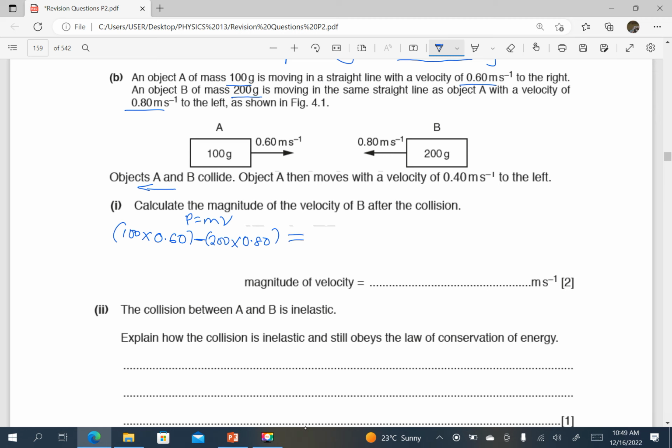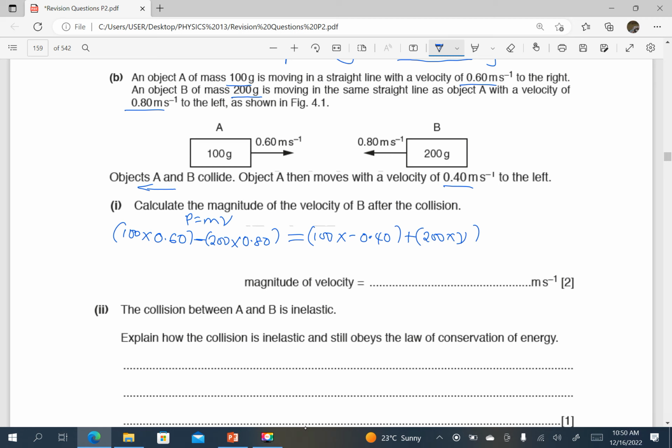This should be equal to the total momentum after collision. I'm very sure A rebounds to the left. So its mass is 100 times its velocity, which is 0.4, but to the left, so I will say it is negative 0.4, plus B, its mass is 200 grams, but I don't know its velocity, I'm calling it V.